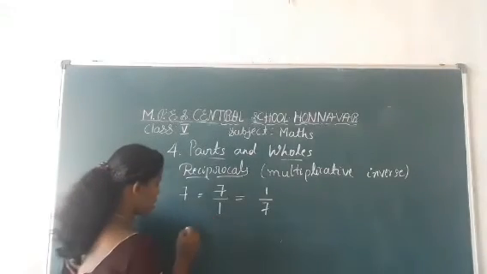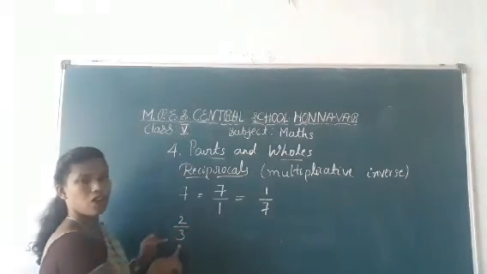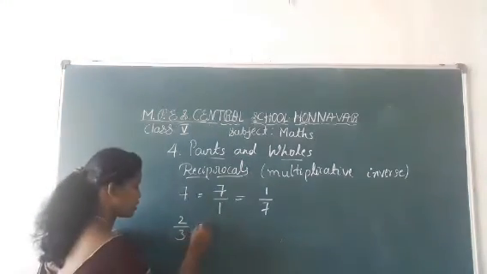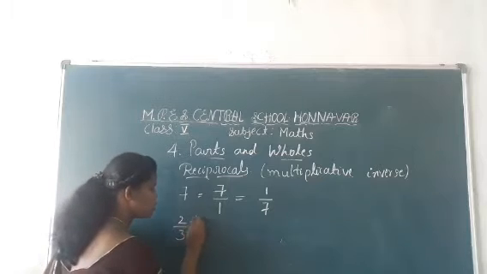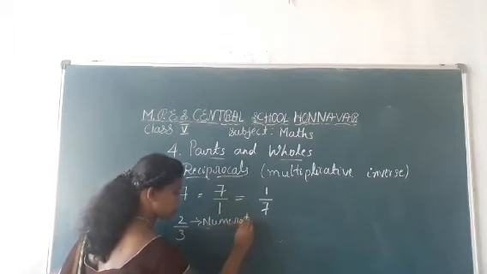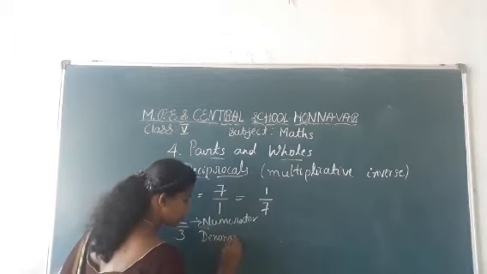Okay, see here. Now we write the reciprocal or multiplicative inverse of 2 by 3. How do we write? See here, 2 is in numerator and 3 is in denominator.